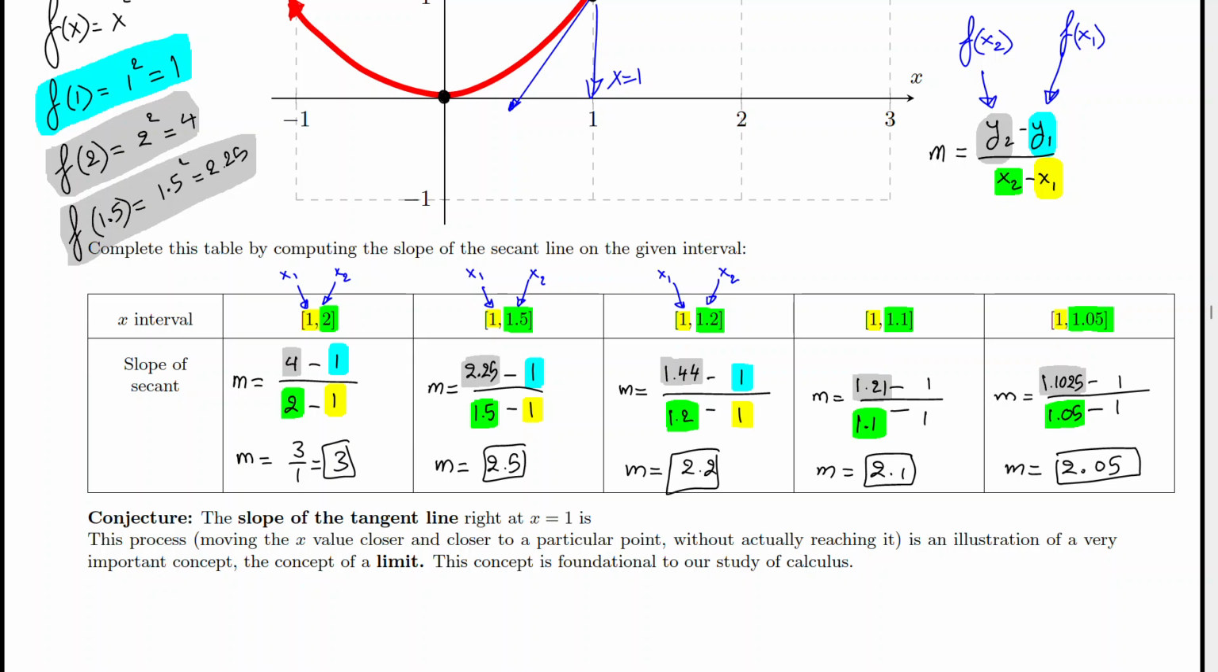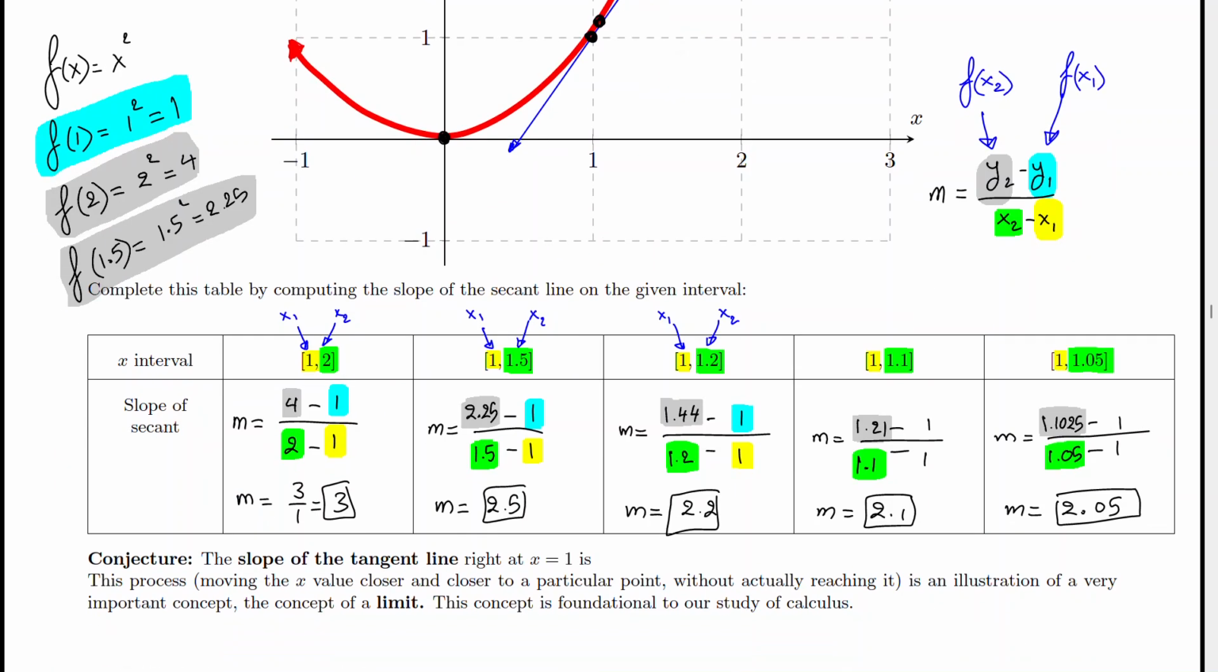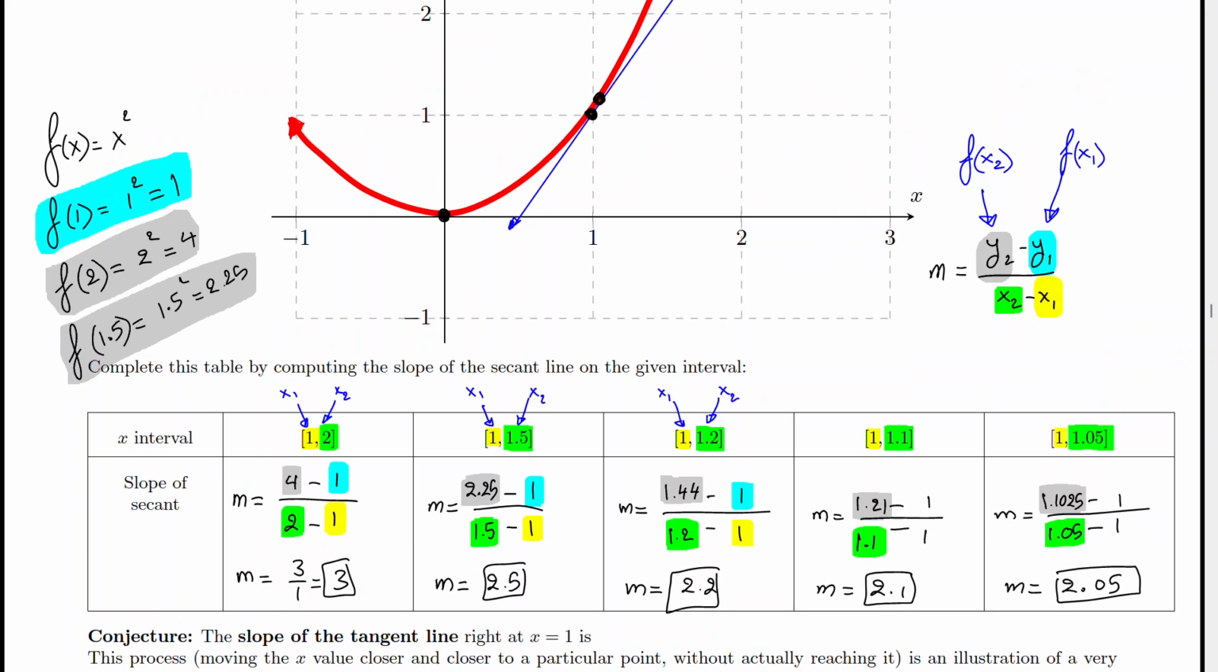So as you can see, our estimates went from 3 to 2.5 to 2.2 to 2.1, and then finally 2.05. We only did this 5 times, but you can do it as many times as you need. And it seems like if the first point is 1 and the second point is 1.05, then the points are going to be super, super close to one another, and the line that we get is virtually the same as the blue line. And it seems like its slope is, we're finding out that the slope is really 2.05.